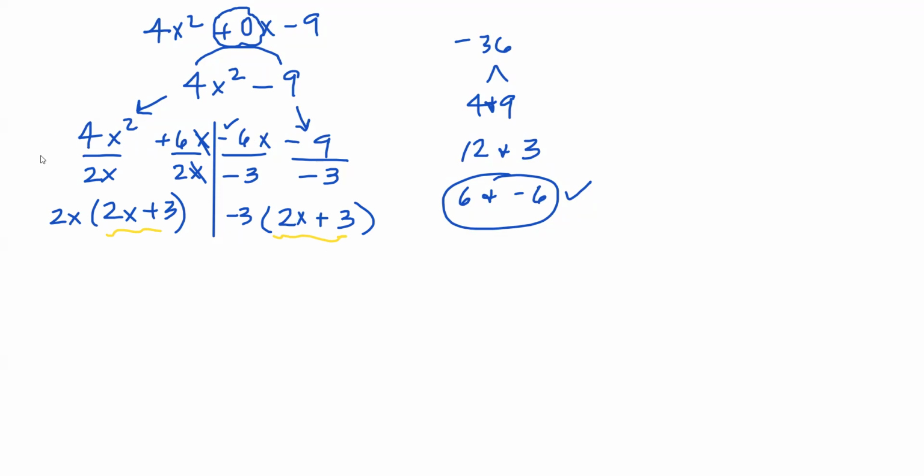And so now we're going to write down our two factors. The first one is the things we divided out. We divided out a 2x and a -3. And we divided out a 2x and a +3. And that is our factored form.